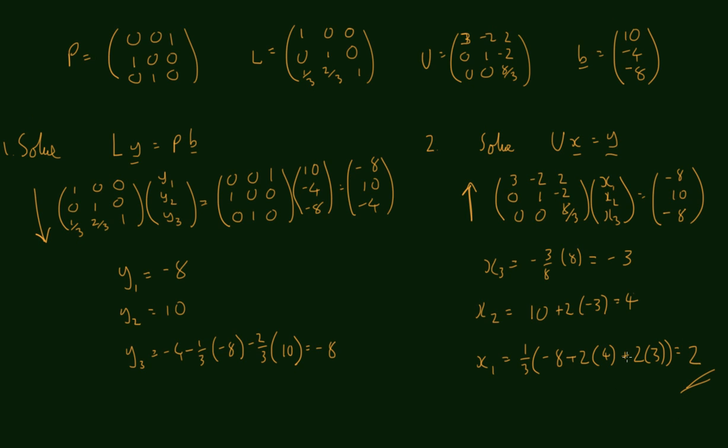So LU factorisation with partial pivoting is also known as LUP decomposition. You perform the row operations on A, you calculate LU based on PA. Once you've got P, L and U, you solve for Ly equals PB using forward substitution, which gives you y, and then once you've got y, you solve Ux equals y using back substitution.